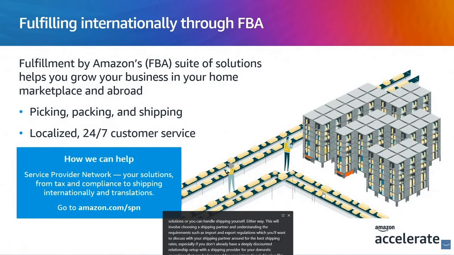Fulfillment by Amazon is available in all the stores that we covered today. So FBA's suite of solutions can help you grow your business not only in the US, but also abroad. Ship your products to Amazon's global fulfillment centers, and FBA will take care of the rest: picking, packing, shipping, localized 24/7 customer service, and returns. To help you ship into our fulfillment centers in other regions, we have a network of service providers that provide discounted rates to Amazon sellers on shipping and more. Go to amazon.com/SPN to learn more.